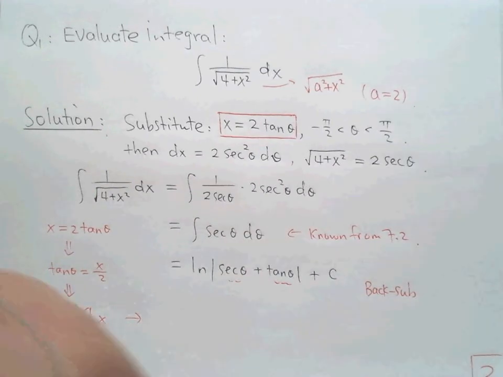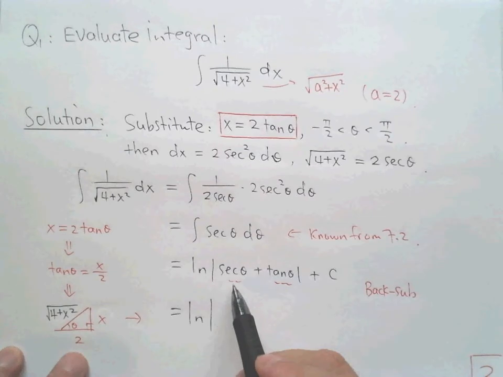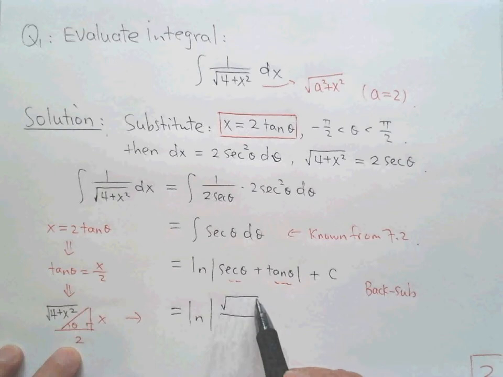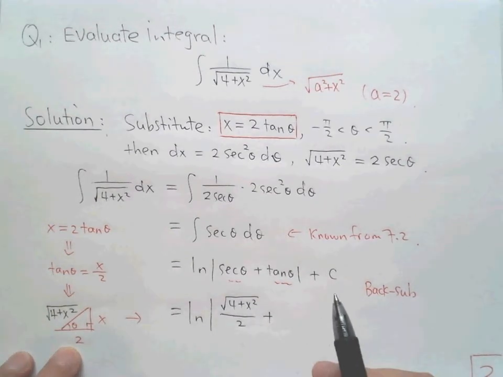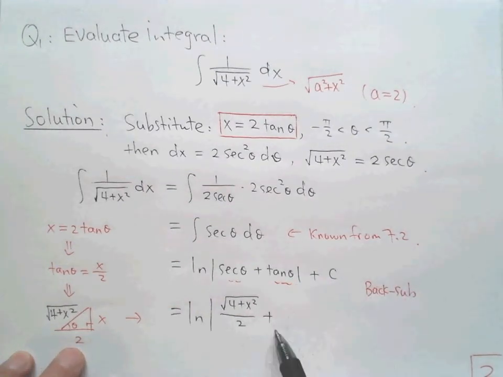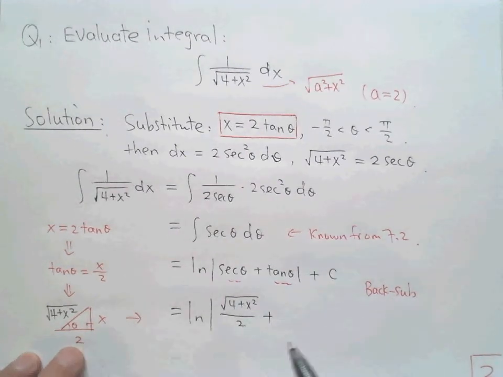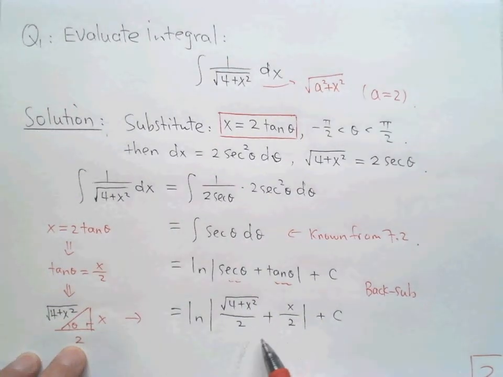From the right triangle, directly after substitution we have this. Secant is hypotenuse over adjacent. The hypotenuse is square root of 4 plus x squared, and the adjacent is 2. Now the tangent is opposite over adjacent. The opposite is x, the adjacent is 2, and then plus c. You remember this, right? So I can move on.